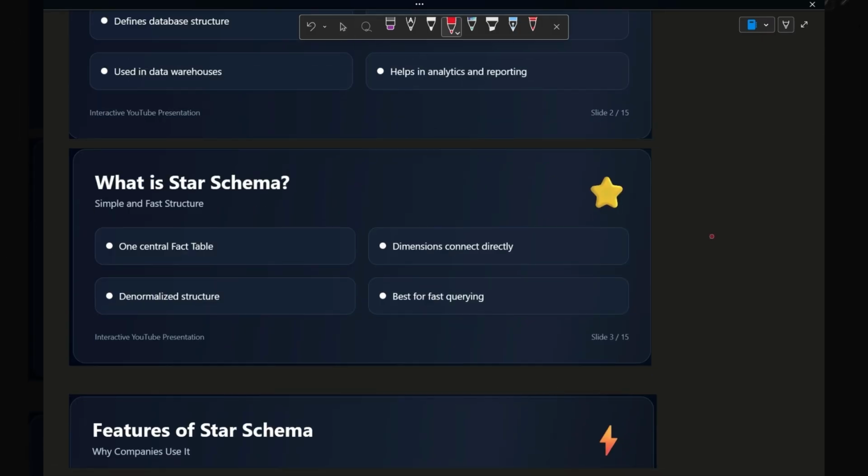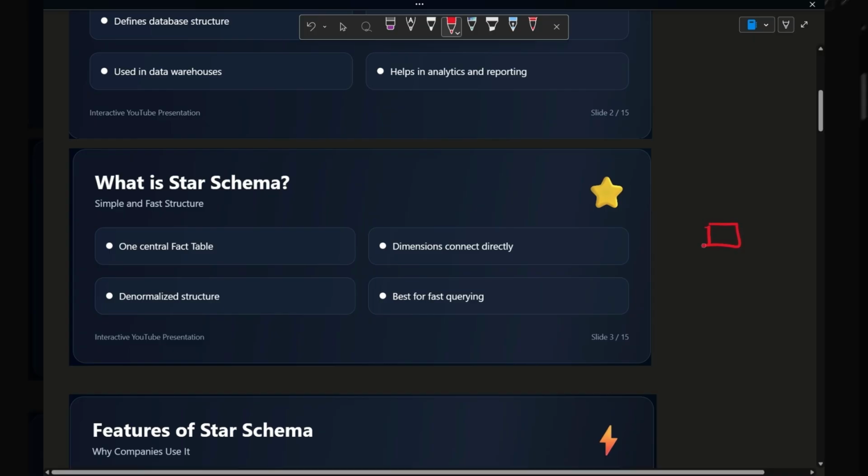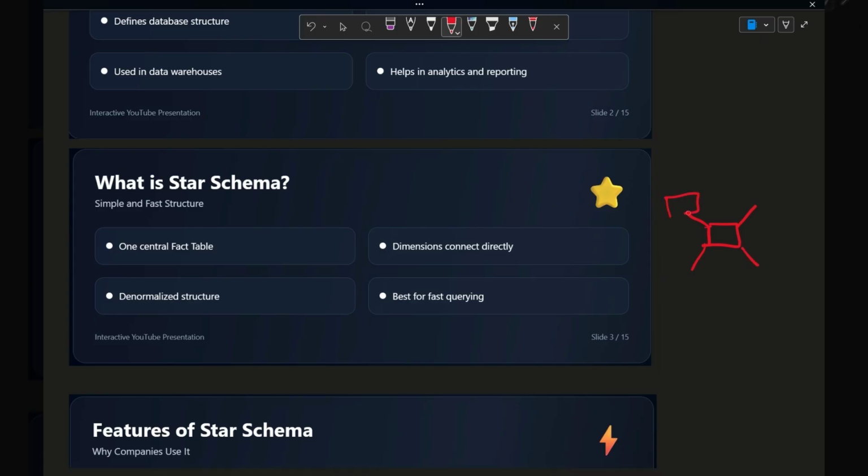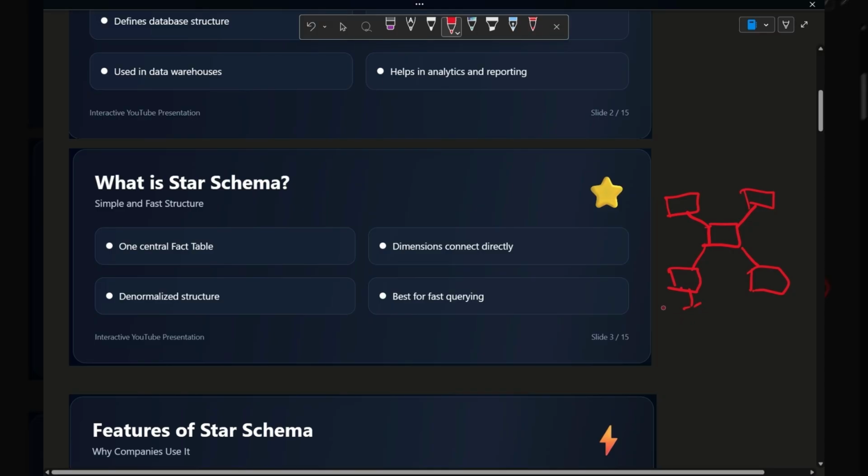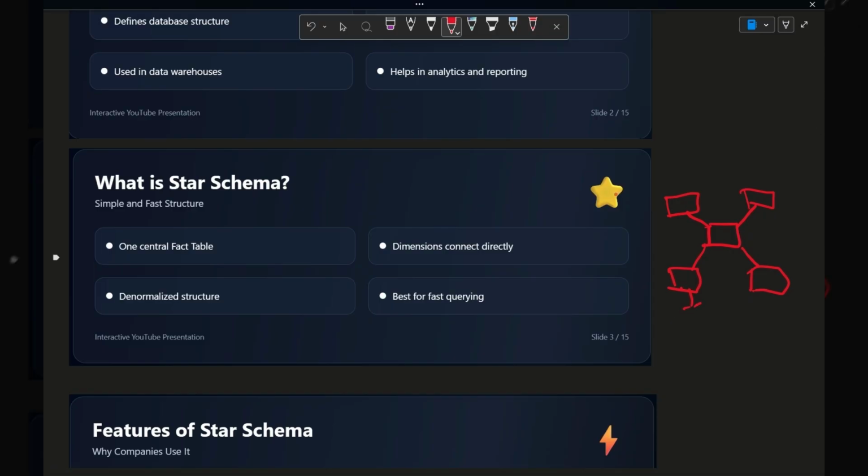In the star schema, there will be one central fact table, and there will be multiple dimension tables attached to it. As you can see here, this is a denormalized structure. That is, these dimension tables are not further split into multiple tables, otherwise it would become a normalized structure. So in the star schema, the data is usually in the denormalized structure, and these dimension tables connect directly to the fact table, and there is only one central fact table.